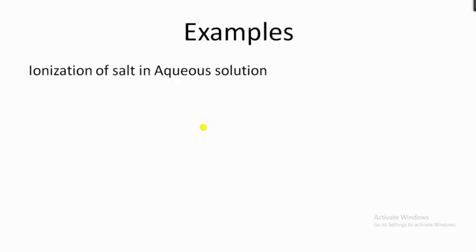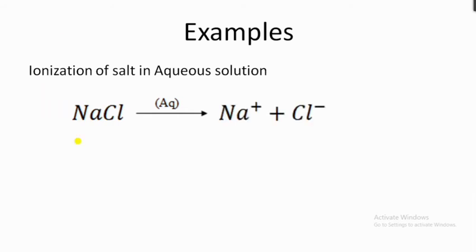So the second example is ionization of salt in aqueous solutions. We know NaCl is the common salt. When we dissolve this in water, it breaks into Na+ and Cl-. So that means sodium will lose one electron and chlorine will get one extra electron.